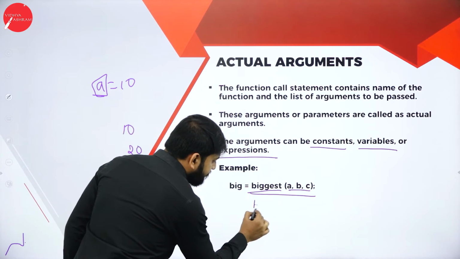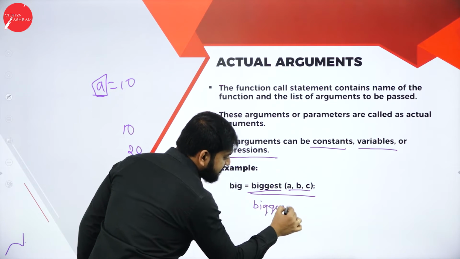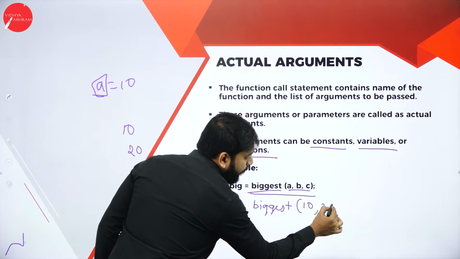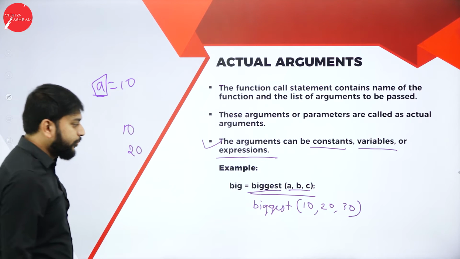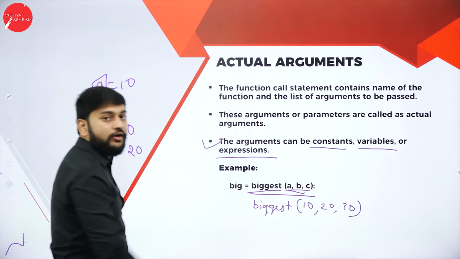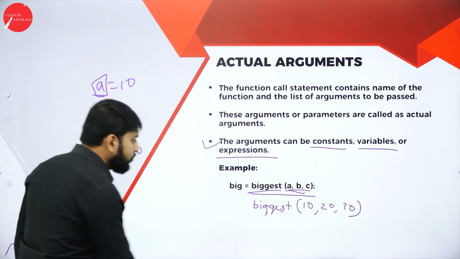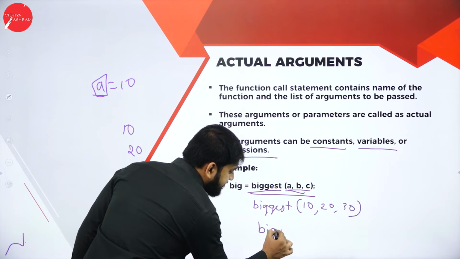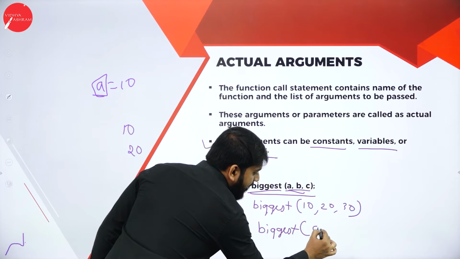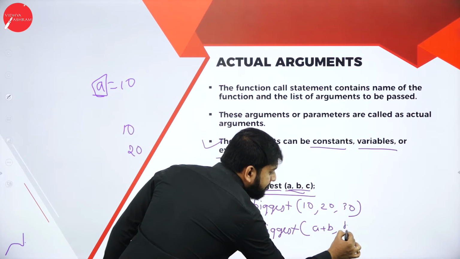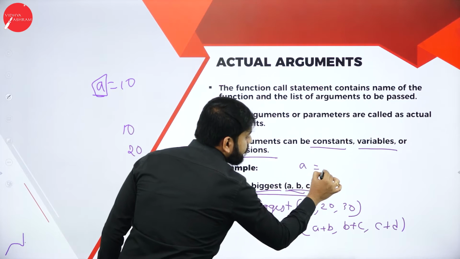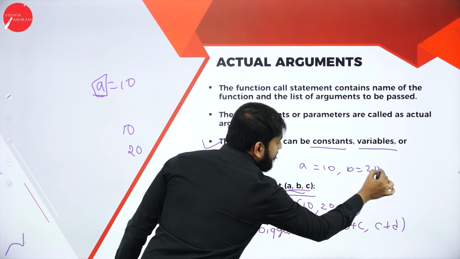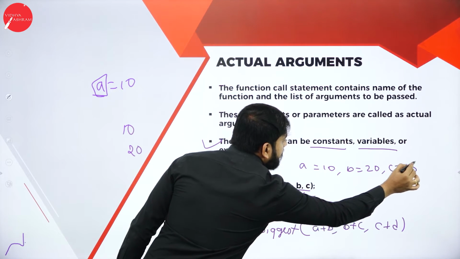How can we do it? Biggest is the function name. So 10, 20, 30, this is what I will call constants. Suppose if I pass variables like this, this is what I will call variables. Suppose if I pass like this, biggest, a plus b, b plus c, c plus d. Here I take a is equal to 10, b is equal to 20, c is equal to 30.